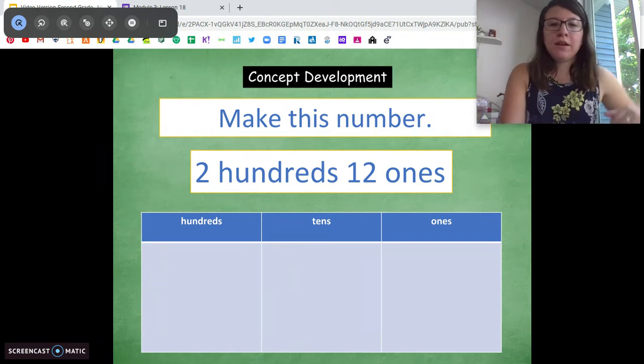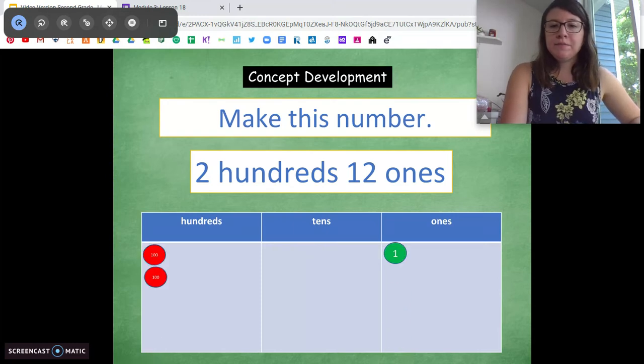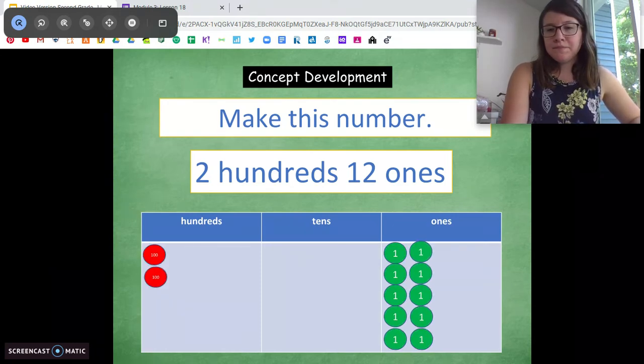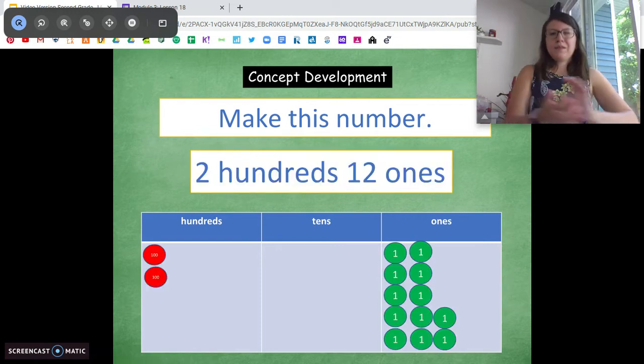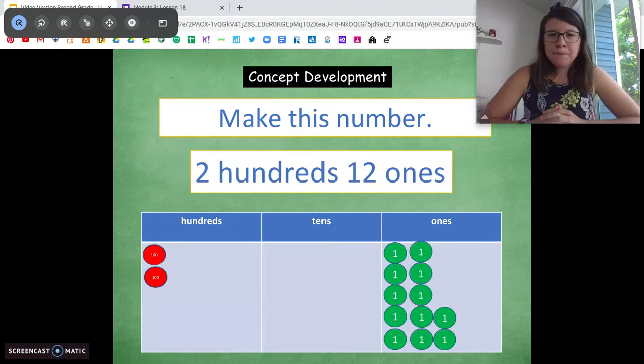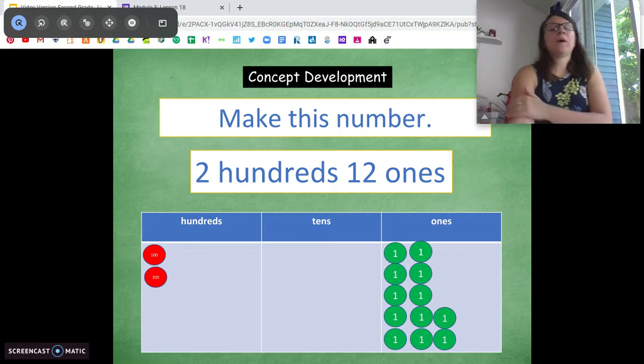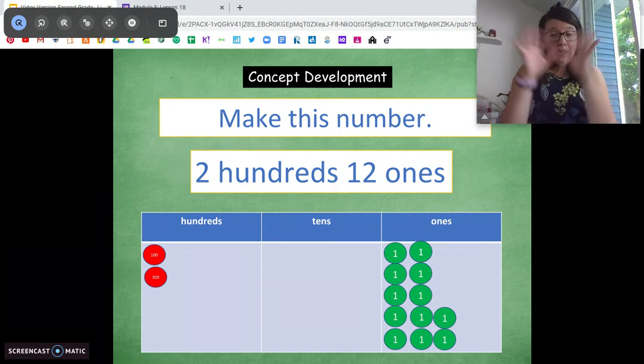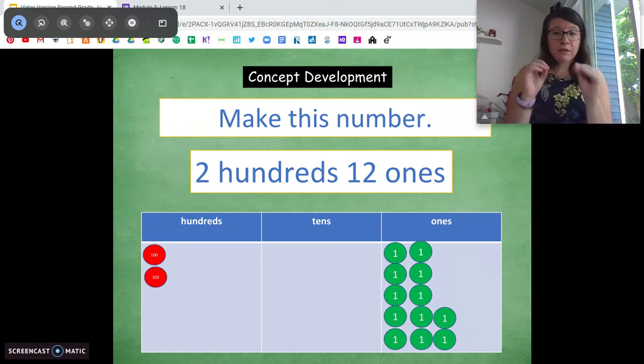Ready? So it should look like this. 200s, 12 ones. Whoop. What number is that? Very good. 212. All right. Now leave this picture here because we're going to compare.